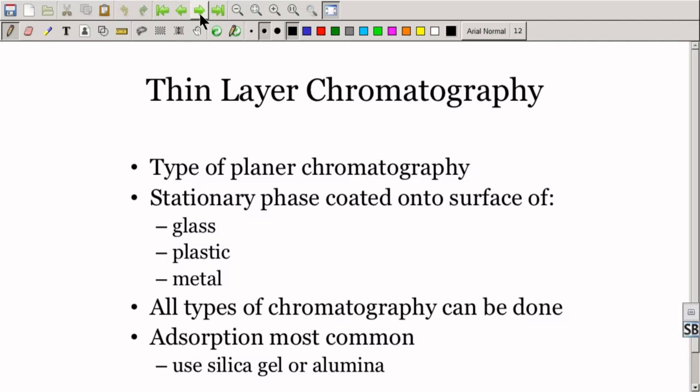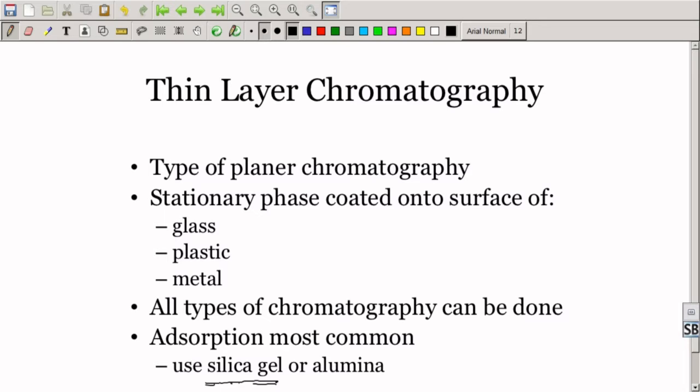Okay, so thin layer chromatography. You've got a stationary phase that's very thin. It's usually on glass or plastic, occasionally metal. The most common type of chromatography done with TLC, as it's called, is just normal phase using silica as your stationary phase.